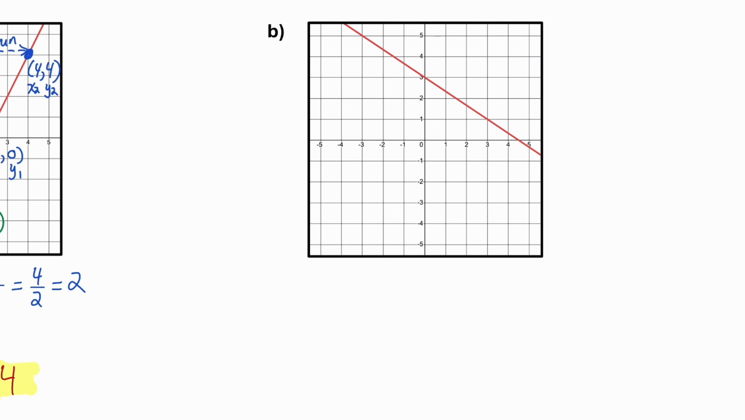Once again, we start by finding 2 points that are on this line. Those are good points. They're both lattice points because the x and y coordinates are both integers. And now to find the slope, which we use the letter m to represent.